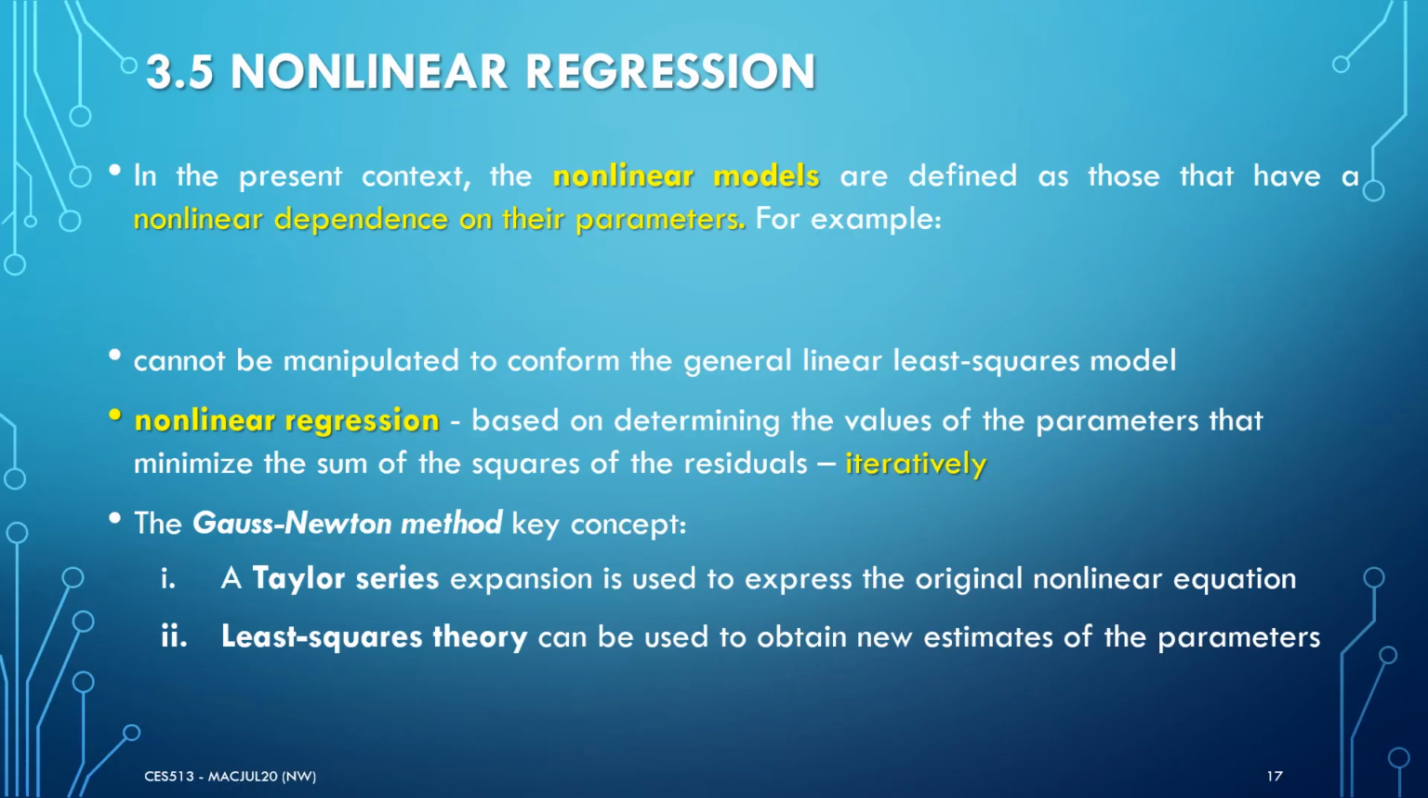There are many cases in engineering problems where nonlinear models must be fit to the data. In the present context, these models are defined as those that have nonlinear dependence on their parameters. For example, here we have a function f(x) equals a0 multiplied by 1 minus e power of negative a1x plus e. Note the locations of the parameters a. This equation cannot be manipulated to conform to the general linear least squares models that had been discussed previously. As with linear least squares, nonlinear regression is based on determining the values of the parameters that minimize the sum of the squares of the residuals.